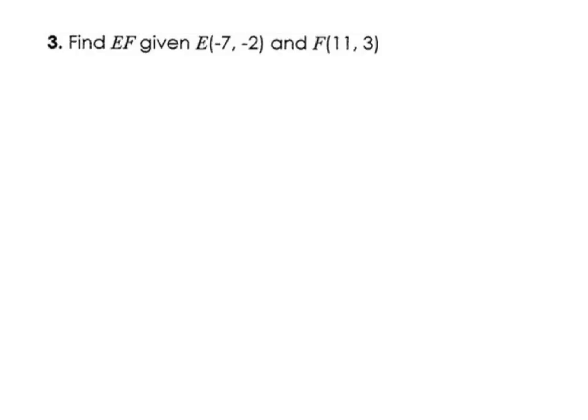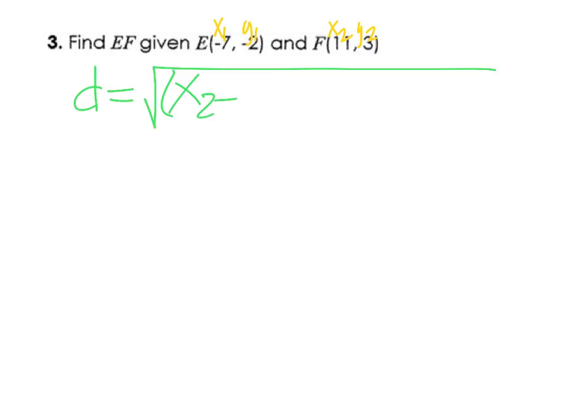All right, number 3, we're given that this line segment EF, and we're given the 2 points. We're given both endpoints, E and F. We want to find the distance between those 2 points. So we're given our points, and we want to label them. This will be our x1, y1, x2, y2. All right, now we're going to use our distance formula, so we copy it down because we need it. Distance equals the square root of x2 minus x1 squared plus y2 minus y1 squared.